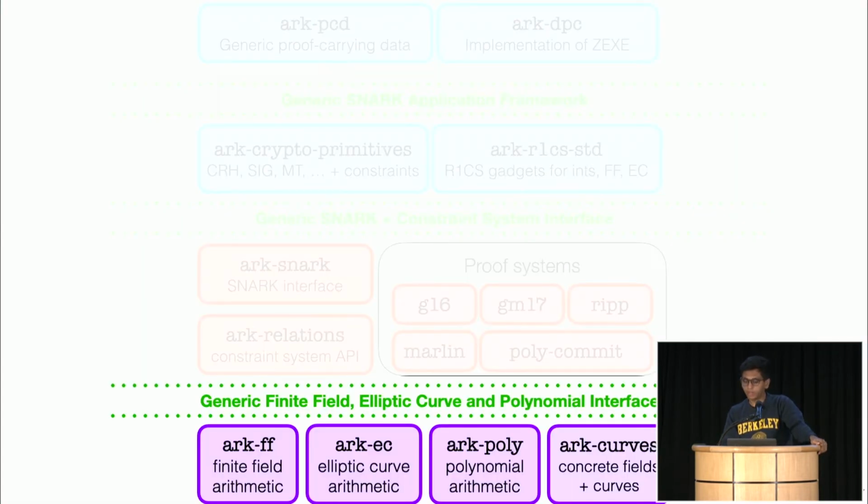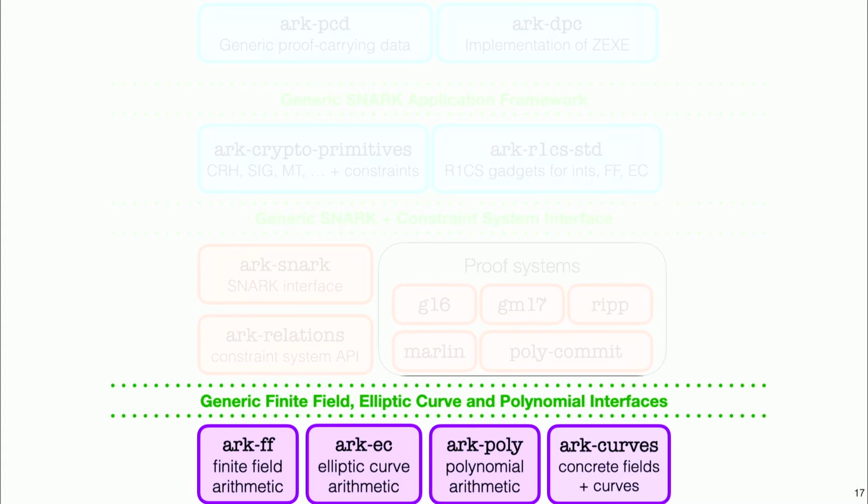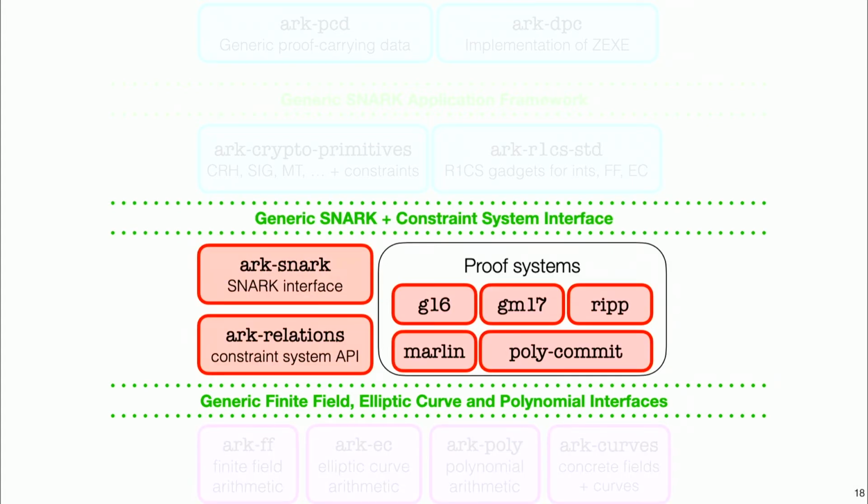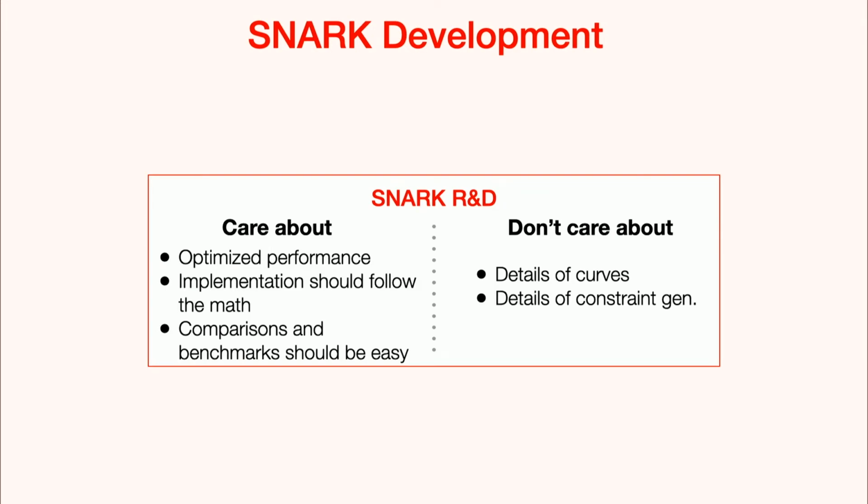OK, so that covers the base layer of the stack, namely the algebra. So let's take a look at how we achieve ergonomics and modularity for our SNARKs. When you're developing a SNARK, what you care about is, number one, often optimized performance. You need to really minimize the overhead of these ZK SNARKs. And second, to prevent implementation bugs, you often want to be able to check that the code you've implemented corresponds to the math in the paper. This allows you to easily check where you're going wrong, if there's a bug, or if your thing is secure. And again, at this point, we don't care about the details of the underlying elliptic curves.